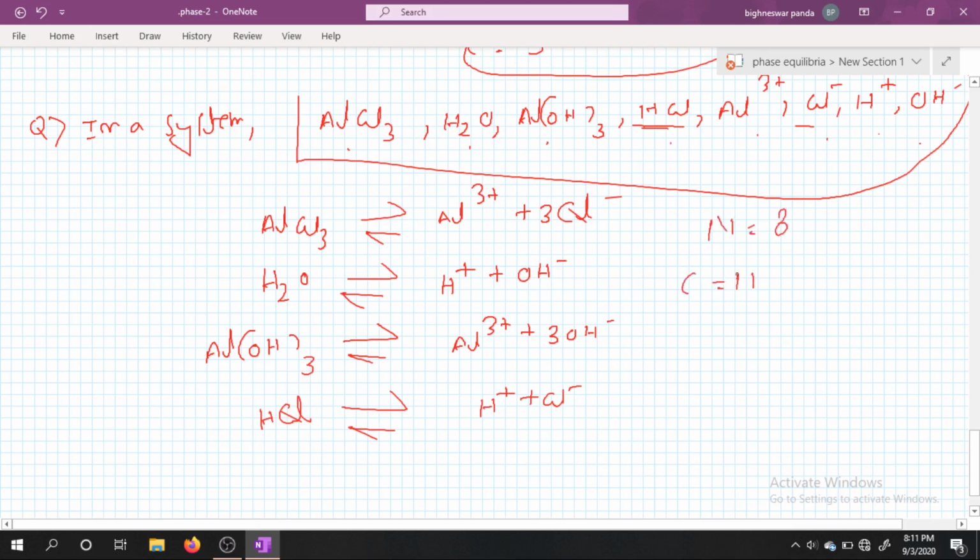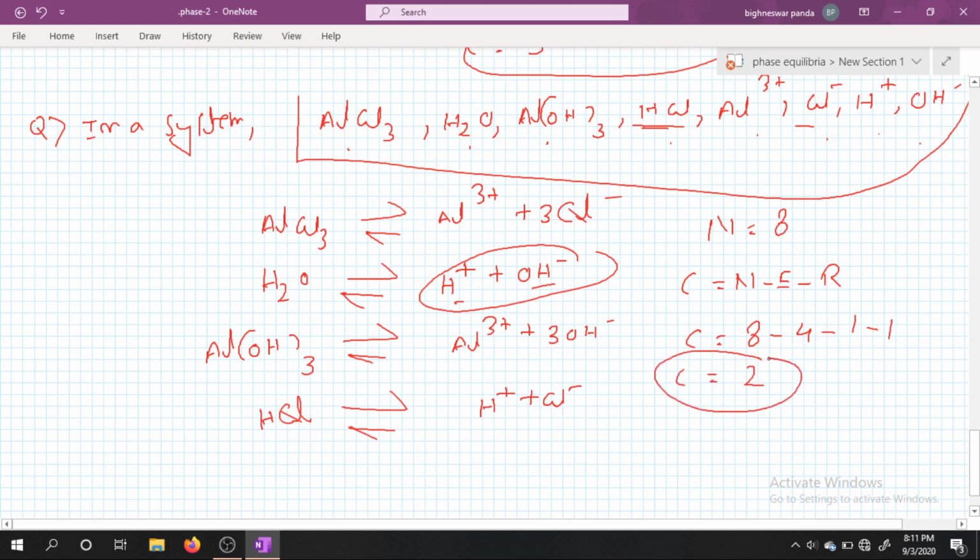C is equal to N minus E minus R. C is equal to 8 minus equilibrium. There are 4 equilibrium reactions. And what are the restricted conditions? 1 for ion, and another is H plus and OH minus concentration. So C is equal to 2. But if I put C is equal to 2, this is wrong.